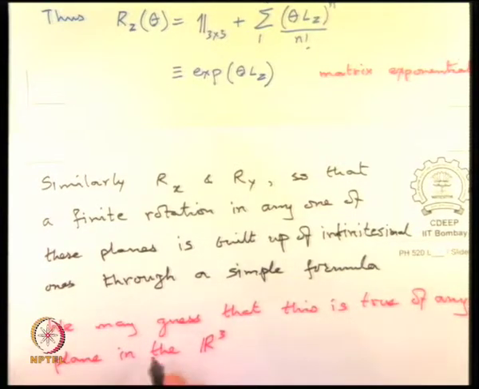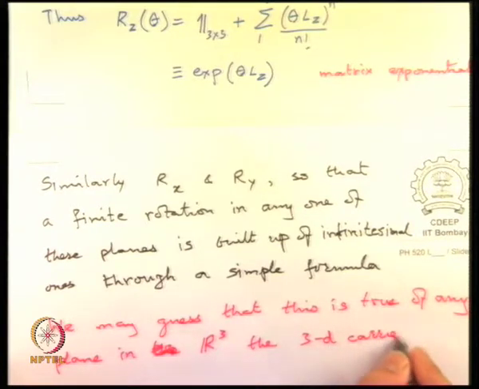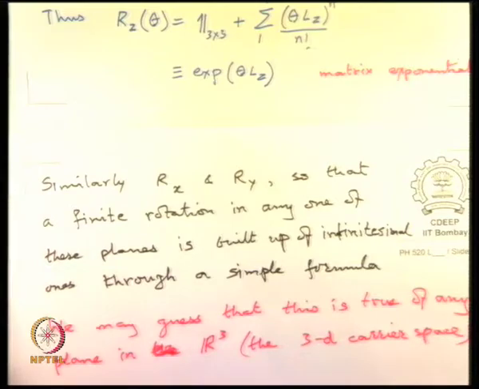in R3, in the 3D carrier space, it is only a limitation of the coordinate system that this is happening. So we consider, for example, a plane defined by a unit vector normal to it.